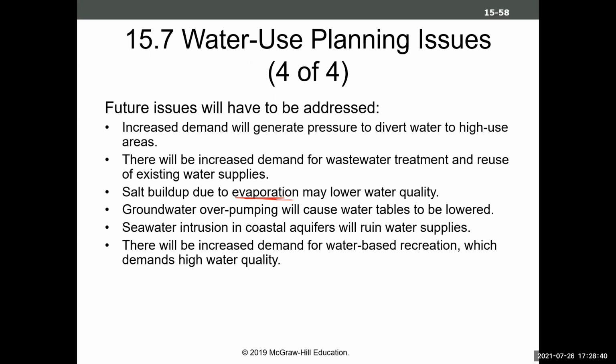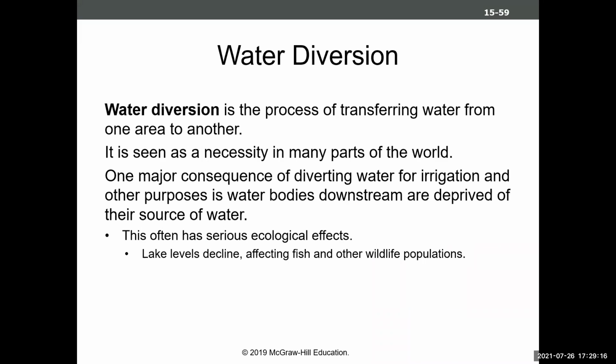You could over pump groundwater, causing water tables to be lowered or aquifers to be depleted. Seawater intrusion, with sea level rise causing seawater to percolate through the soil and run into coastal aquifers, can actually ruin a water supply and turn it salty so it's not fresh and usable anymore. There's also going to be an increased demand for water-based recreation, and you need good water quality for that to happen. Nobody wants to swim or ski in polluted water.